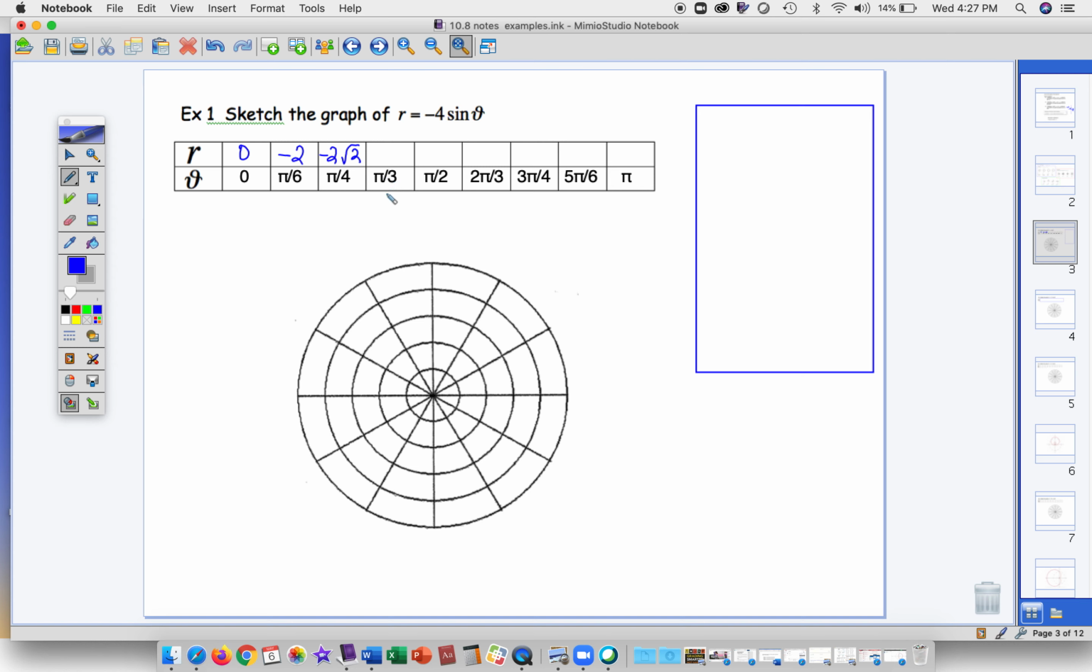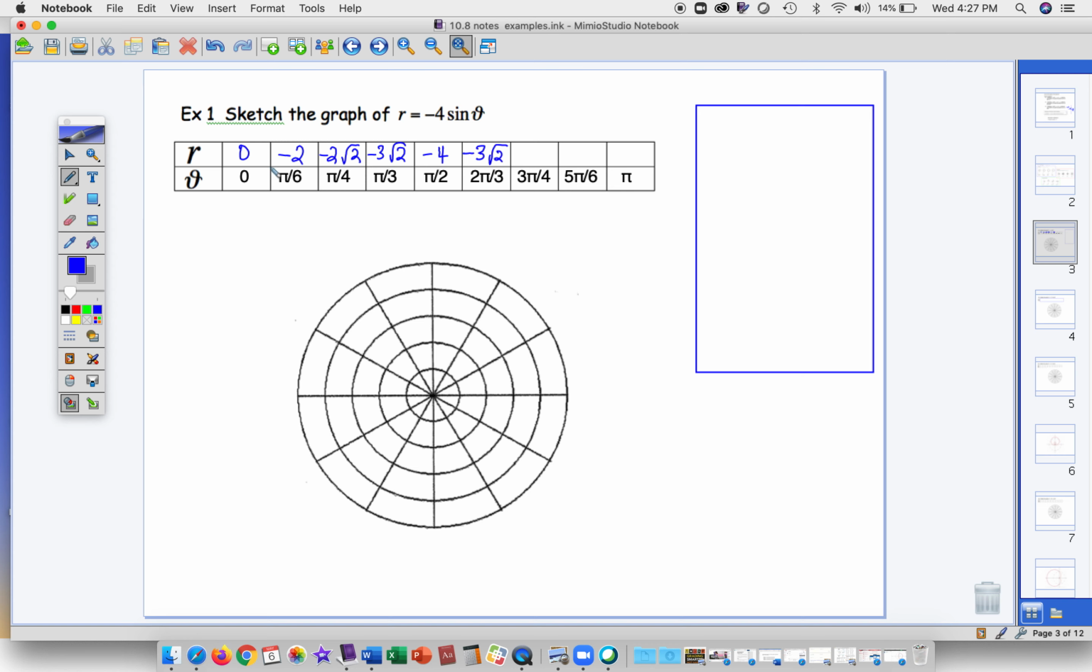Pi over 3 is root 3 over 2, so that would be -3 root 2. The sine of pi over 2 is 1, so that gives me -4. For 2 pi over 3, the sine of 2 pi over 3 is the same as pi over 3, so that's going to give me -3 root 2 again.